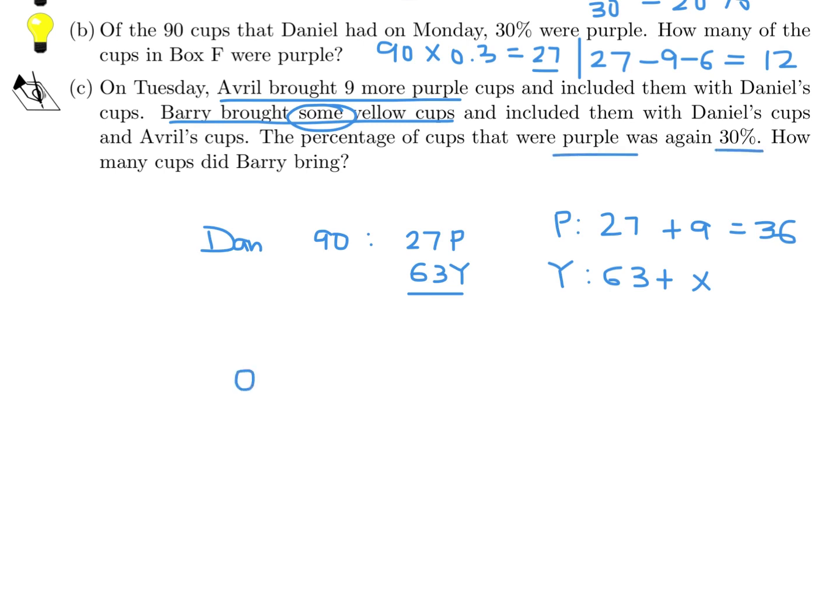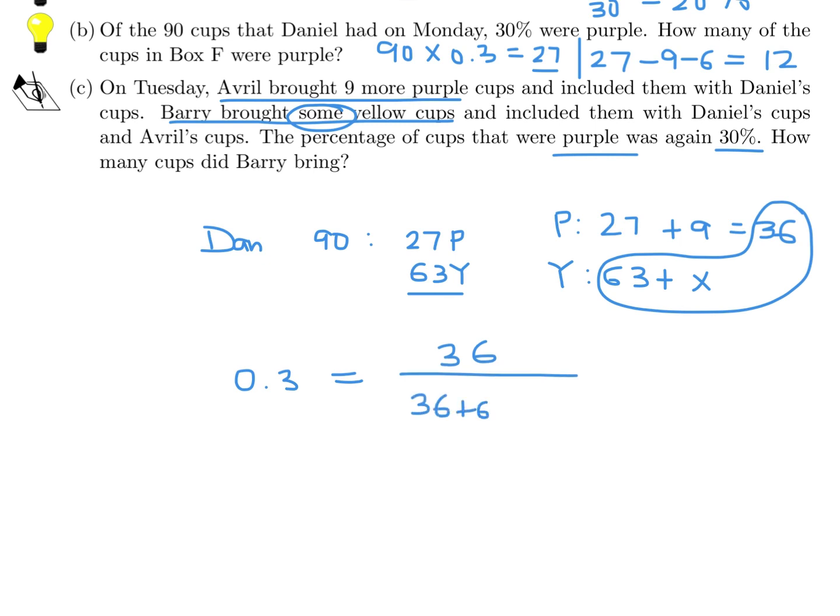So that means that this 30% is the percentage of purple, which is 36 over the total, which in this case is 36 plus 63 plus X. And I believe that would be the correct formula. Yeah. Okay, so let's do this. So this is 0.3, that's 36, and that's 99 plus X.